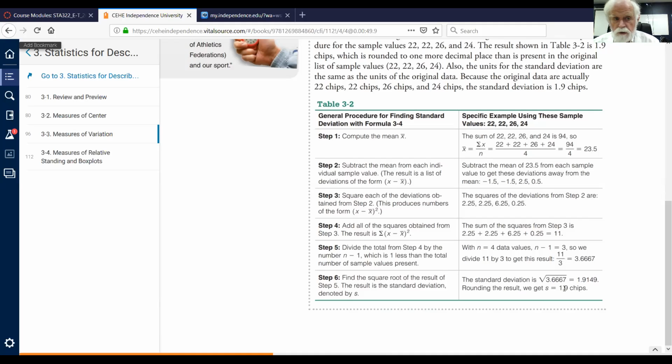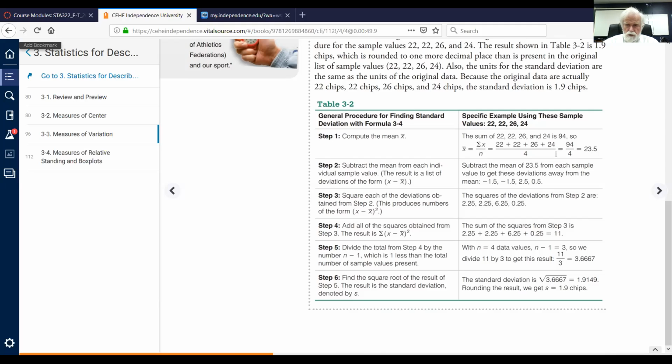What this means is that most of our data, and this is the important part about standard deviations, in a normal distribution and in a large enough data set, we expect normal distributions. Standard deviations, 67, I think, % of the data fall between -1 standard deviation and +1 standard deviation. So if the mean of our chips were 23.5, what we're saying is that 67% of our data would fall between 21.6 and 25.4 chips.